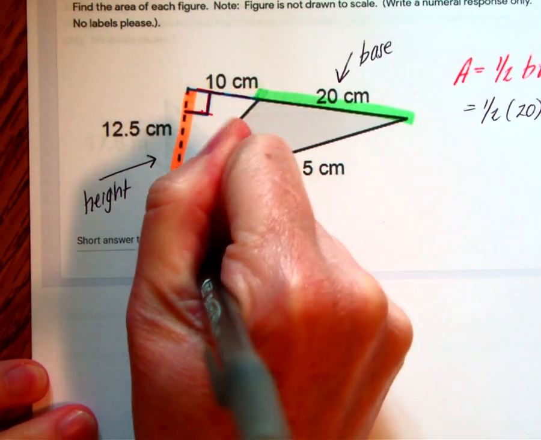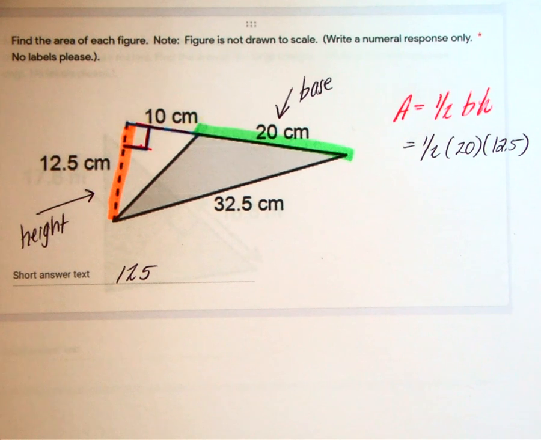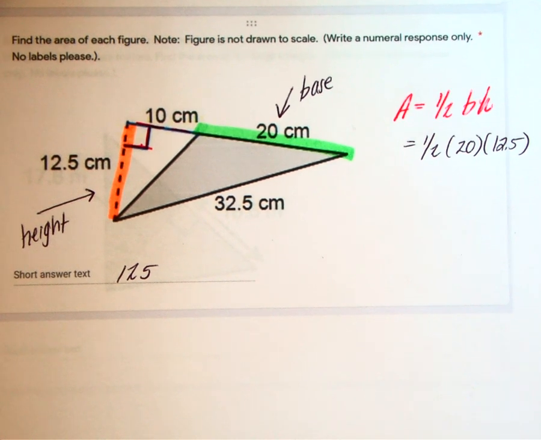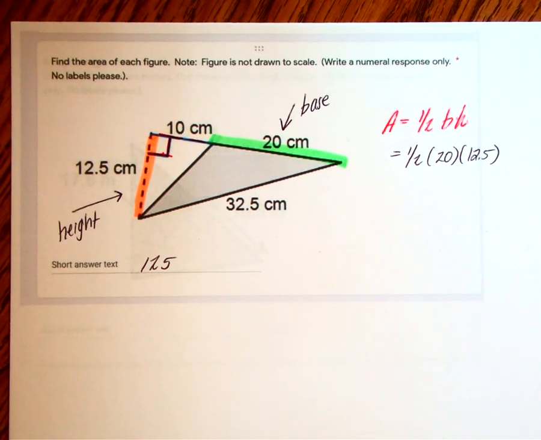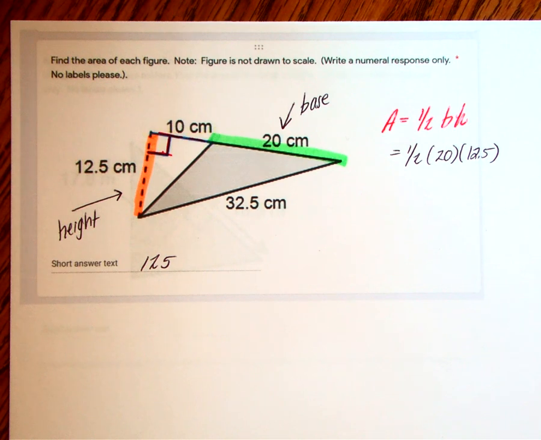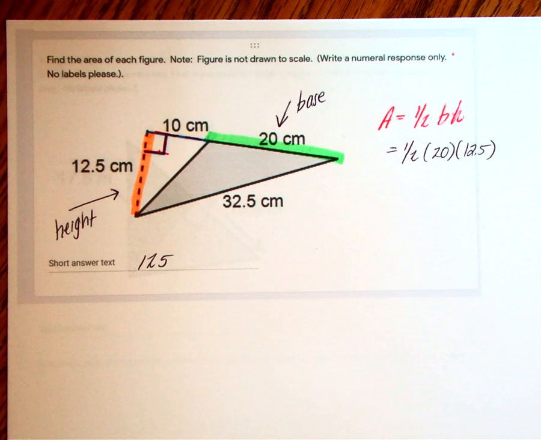So when you type it into the box that's going to be provided for you on the Google form, you would put 125. I don't want you to put centimeters squared or square centimeters because the Google forms don't read them that well. All right. Excellent job there. So that's one of your more basic formulaic area of a triangle problems.